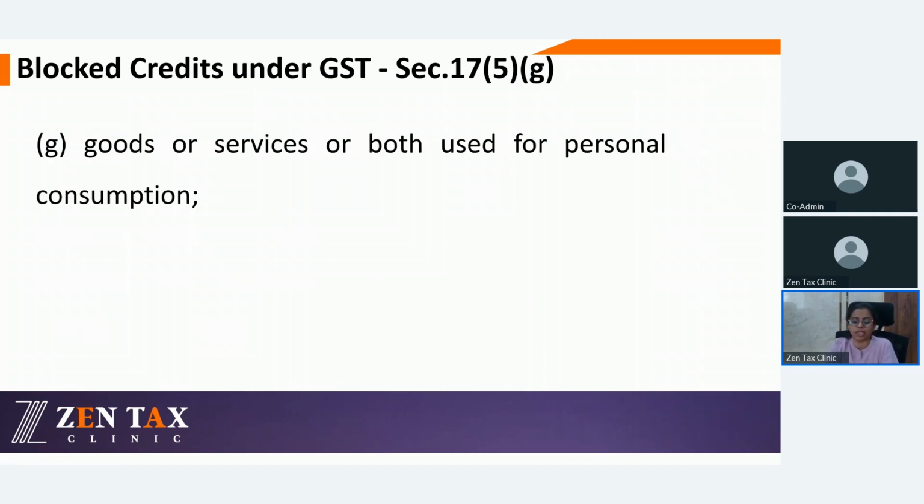Going forward to 17(5)(g), it says that if any goods or services are used for personal consumption, that ITC is ineligible. As we all know, if any goods are purchased only for personal consumption, then ITC is not eligible. And if any goods are used partly for personal consumption and partly for business, then we have to apply the rule of common credit reversal, and avail ITC based on that.